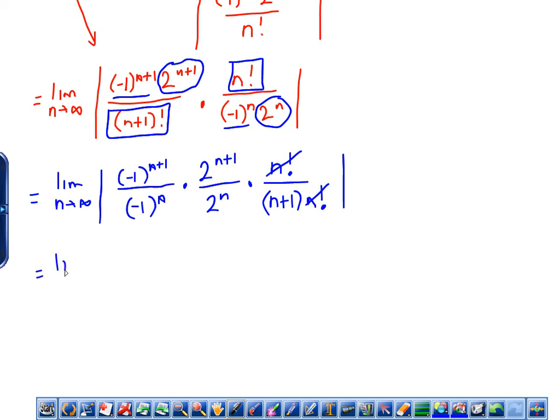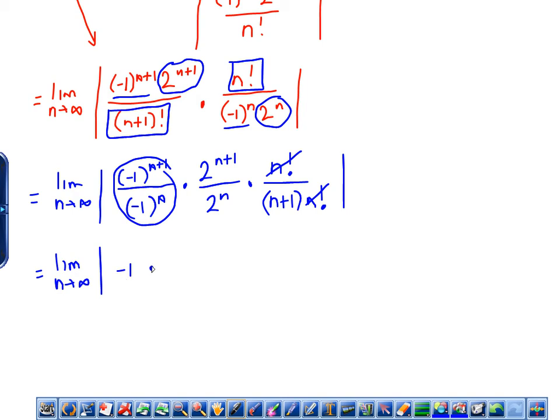All right, so let's write what we have left, and I'm going to re-explain it. I already explained it once, I'm going to explain it again. So negative 1 to the n plus 1 divided by negative 1 to the n. This could be like negative 1 to the 11th divided by negative 1 to the 10th. No matter what, this right here will simplify to negative 1.